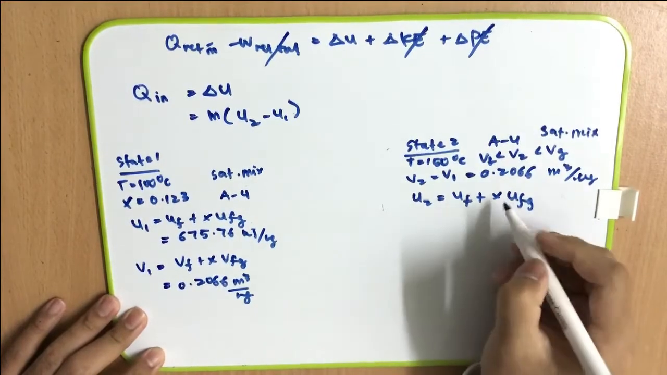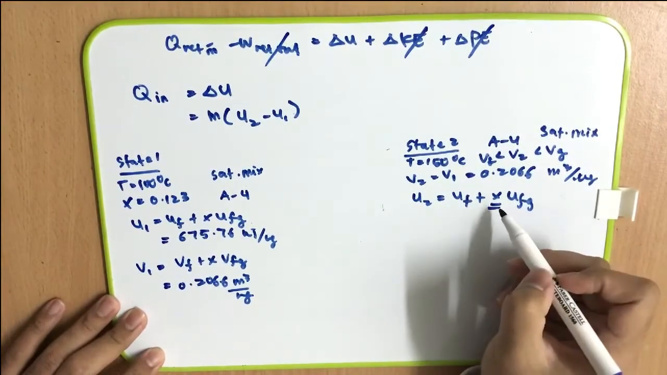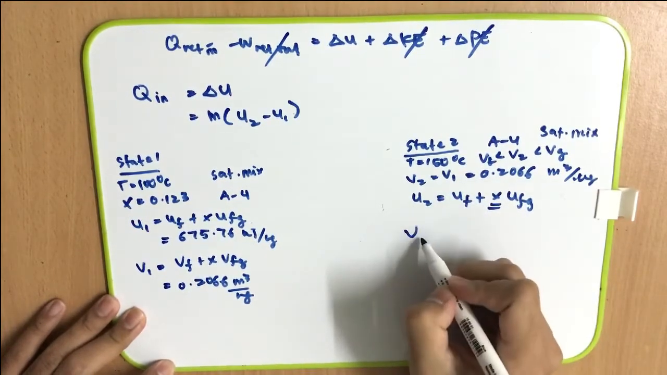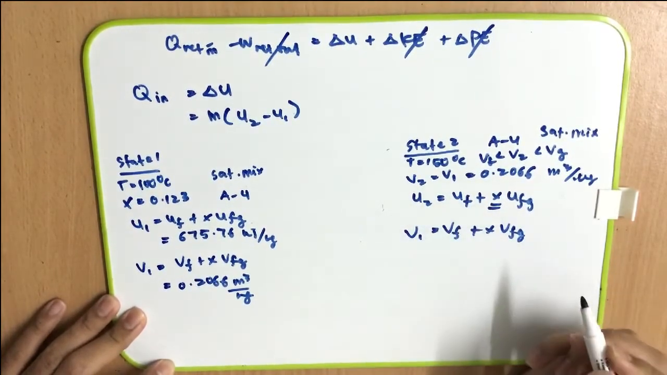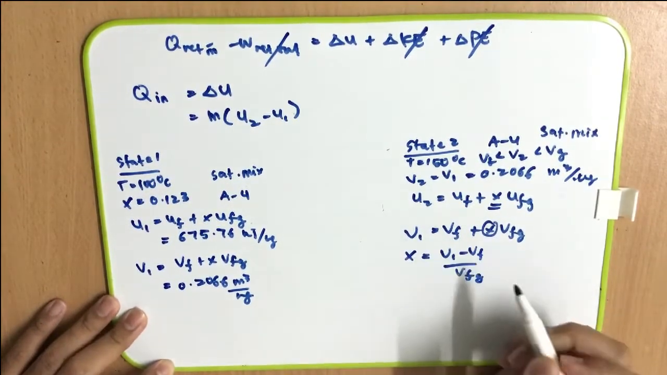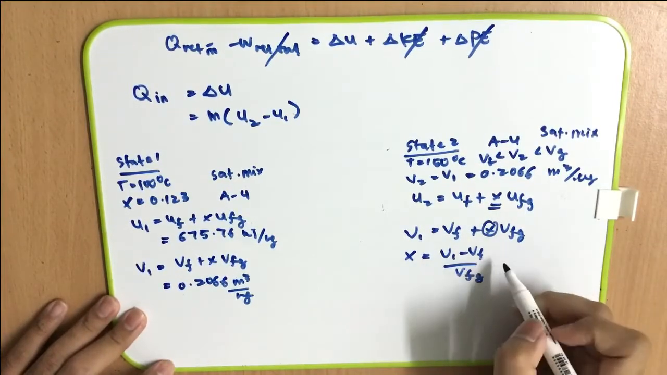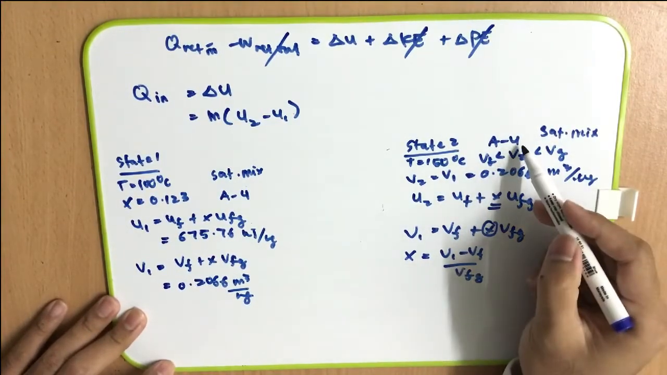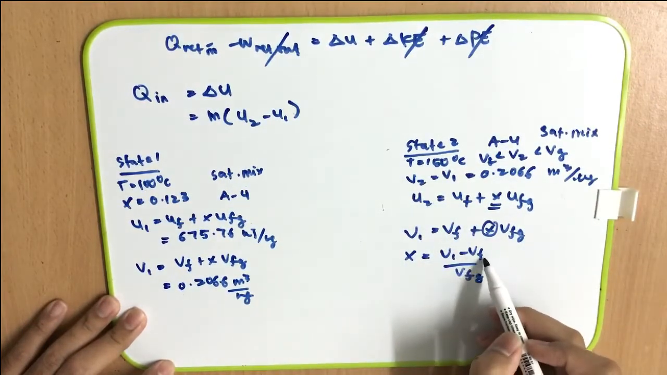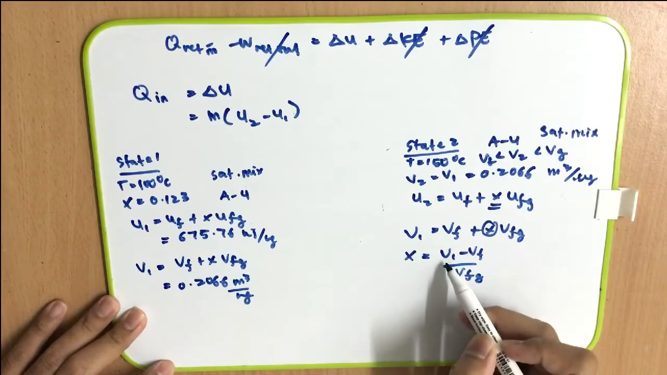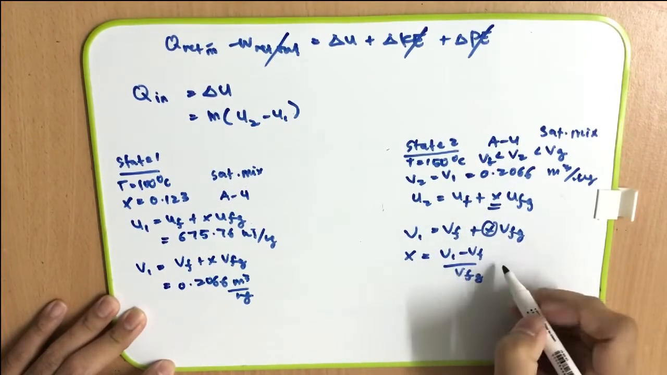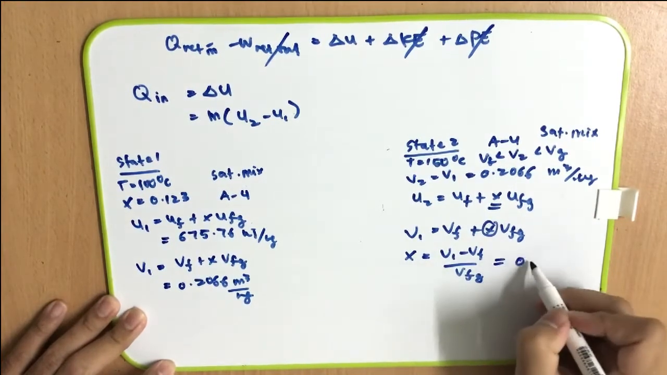But before that, we need to find what is the quality or x. Because we know already what is v, and v can be found from this equation, from this equation we can find the x. We rearrange the equation until we get this equation. By referring at table A4 at temperature 150 degrees C, we can find what is vf and also what is vg. The V1 is 0.2066. After we substitute all the values, then we will get x is equal to 0.525.